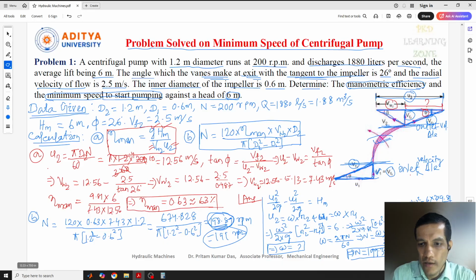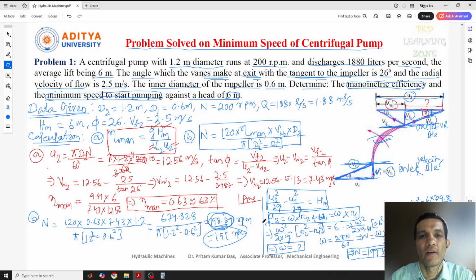So both values give mostly the same answer. If you are able to remember this formula, you can use that, or if you know this other method, you can use this method. Both can be used to solve this problem. I hope you understand how to solve this problem for the minimum speed required for the centrifugal pump.